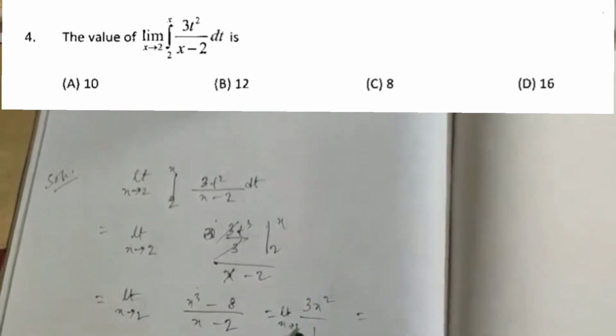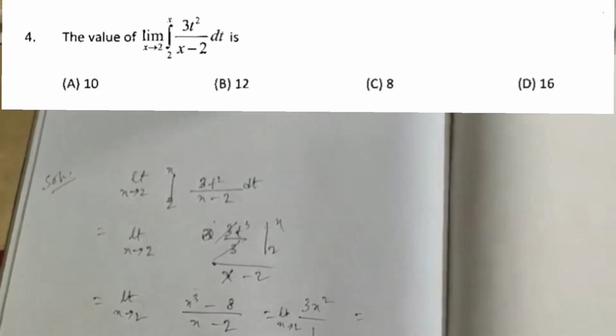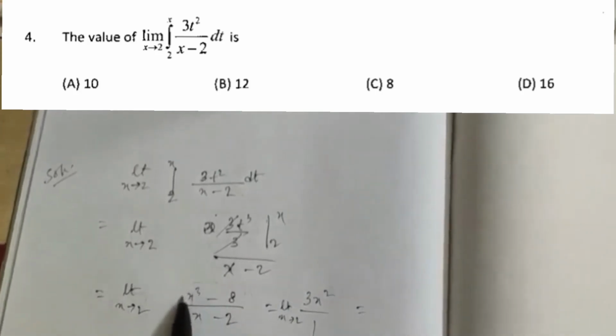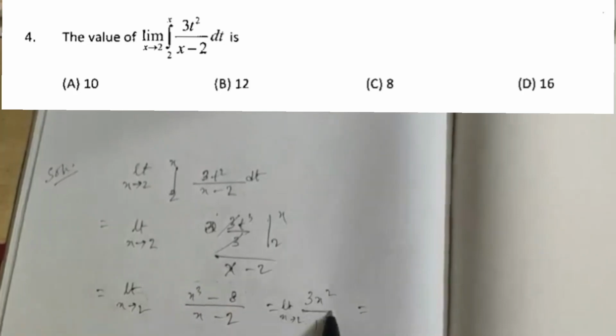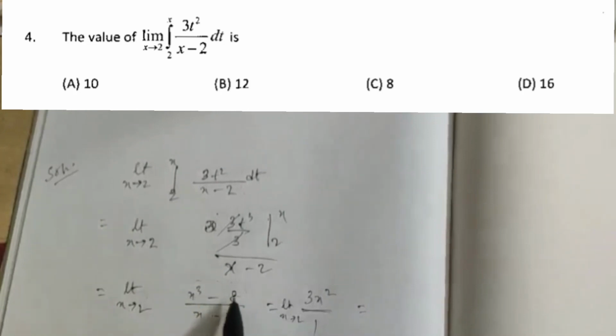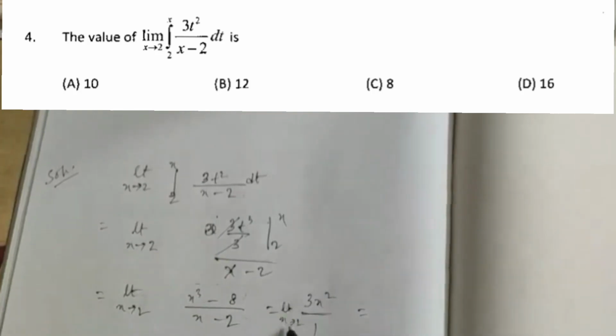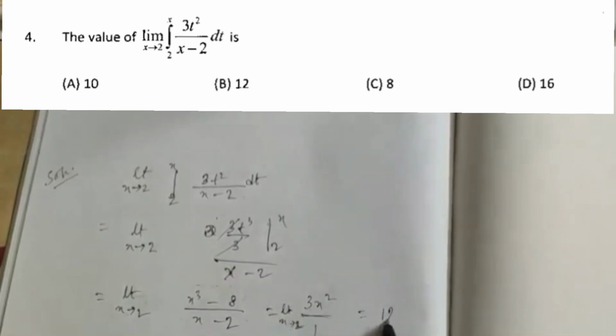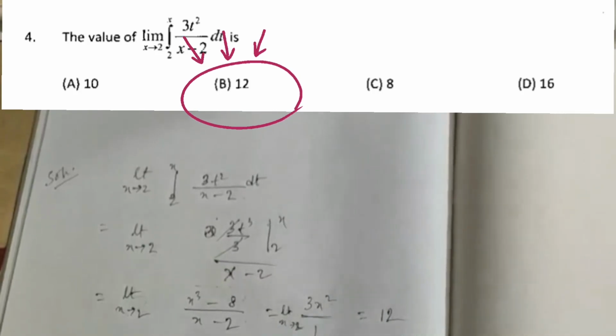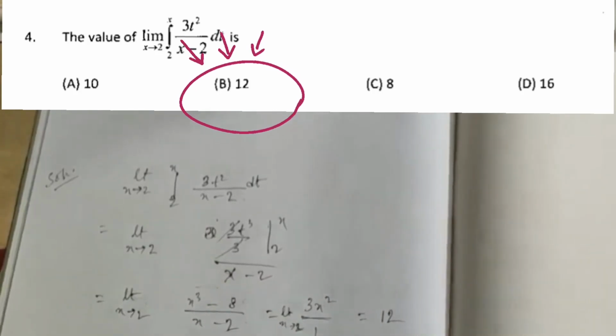L'Hospital's rule states that we differentiate numerator and denominator separately but in the same places. That means x cube minus 8, if we differentiate, it comes 3x square, and x minus 2, if we differentiate, it comes 1. So after putting the value of 2 here, we get the answer as 12. So the answer is option B.